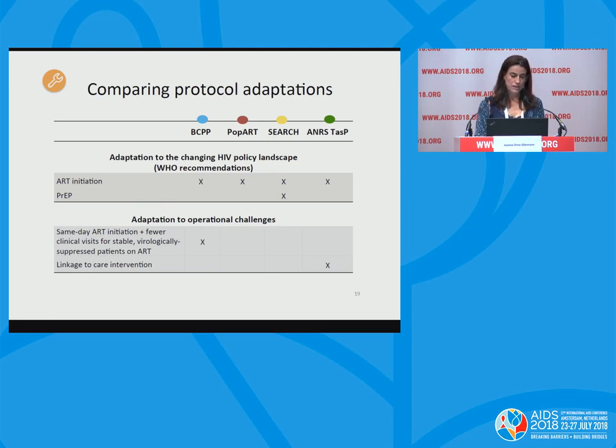During the course of the trials, some have also adapted to different operational challenges that they faced in the field. And just to mention a few changes in the protocols or in the implementation of the services, BCPP initiated streamlined ART initiation and follow-up during the course of the trial, and in the TASP trial as well, there was the implementation of a linkage to care intervention in both the control and intervention arm after the beginning of the trial.